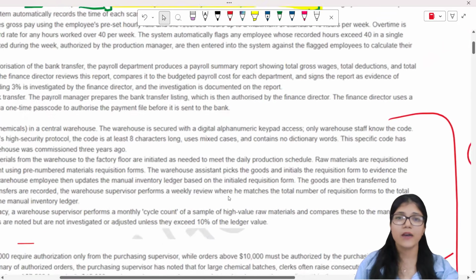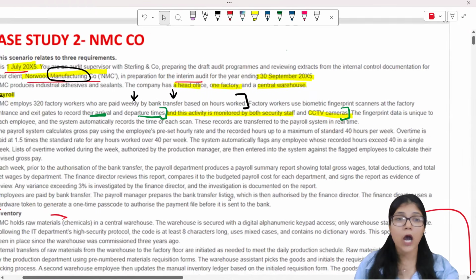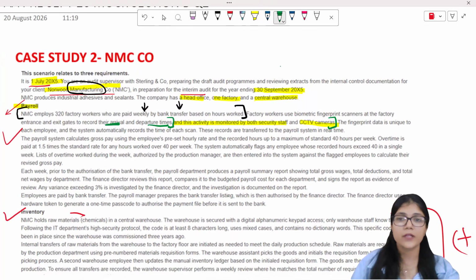So with this, I think now you will be able to better understand the difference between your princess treatment and your bare minimum, right? So this is the first green flag that we have identified. The fingerprint data is unique to each employee and the system automatically records the time of each scan. These records are transferred to the payroll in real time. So that's the continuation of the same thing over here, that it is on a real time basis as well.